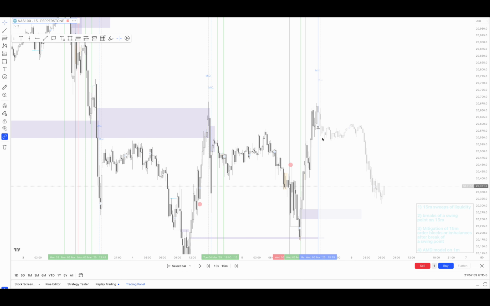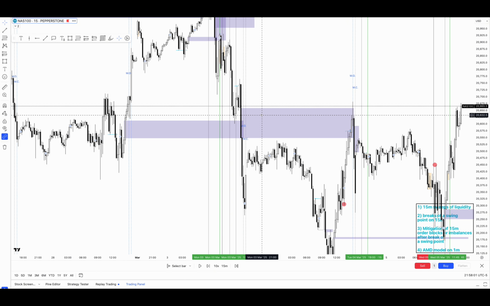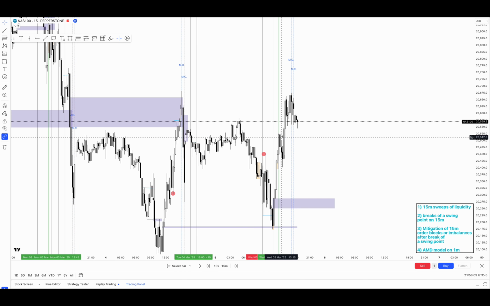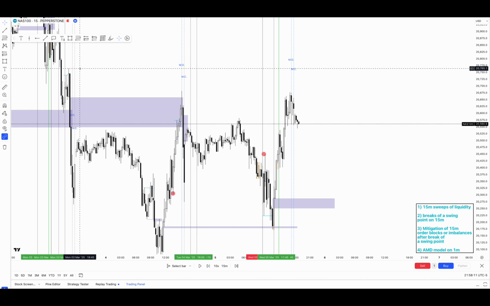So yeah, once it's pulled into this area, because it's already mitigated the imbalance and the order block, I don't know if it's still valid to trade from this area, but let's see. It looks like it's not, really looking to blow past. Looks like it's respecting this type of structure here in the previous imbalance there.